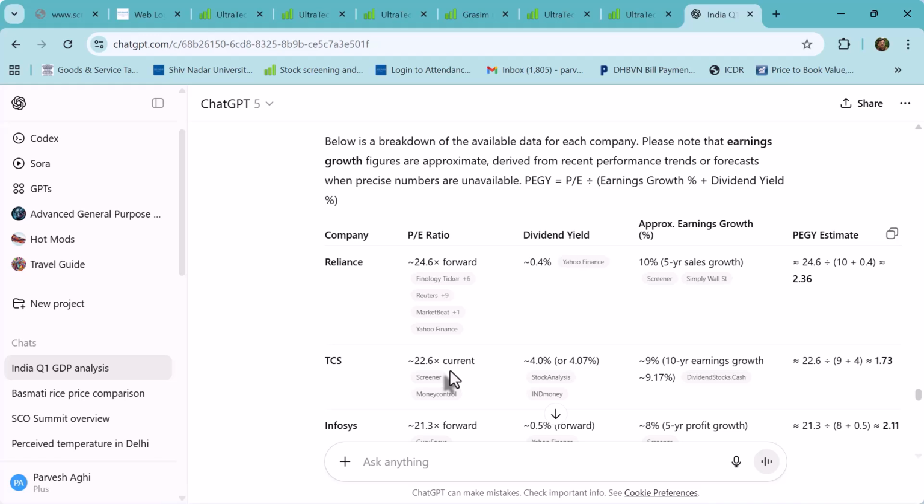TCS is going to grow at about 9%. So it's commanding 22.6. And the PEG ratio is 1.73 because there is a dividend yield of, say, 4%.